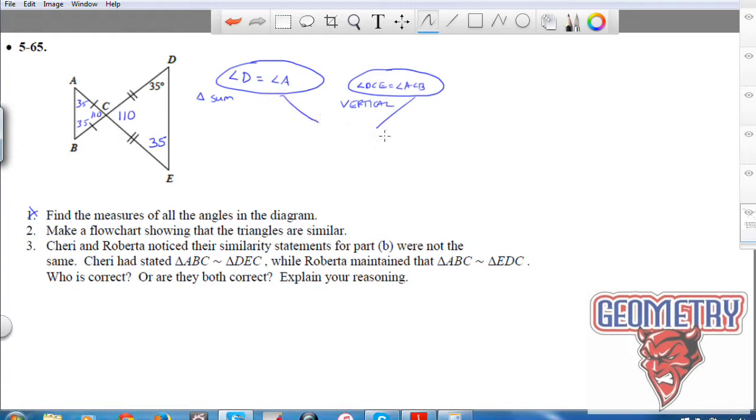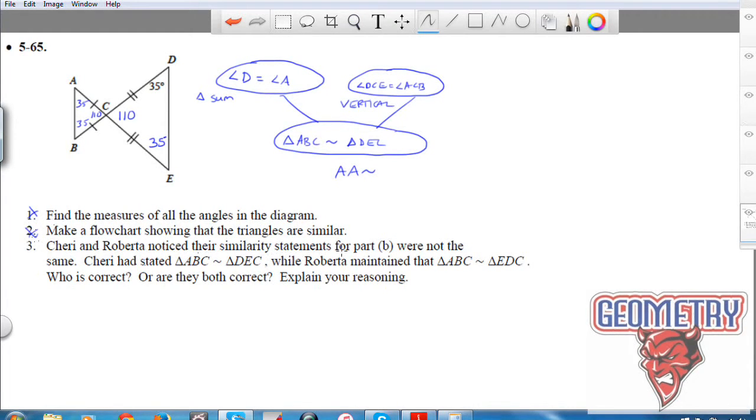So take those two pieces of information, that those angles are the same, and that allows us to say the triangles are similar. So we have triangle ABC is similar to triangle DEC because of angle-angle similarity. So that's part two. Part three is Sherry and Roberta.